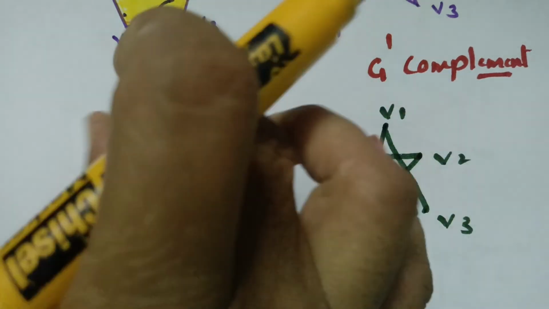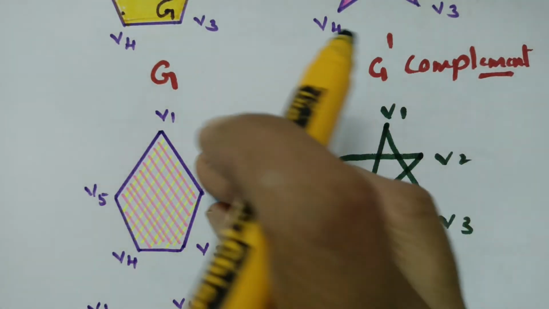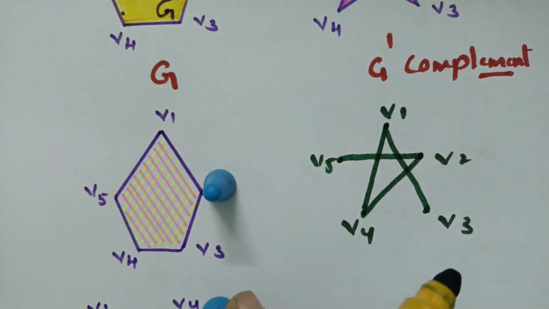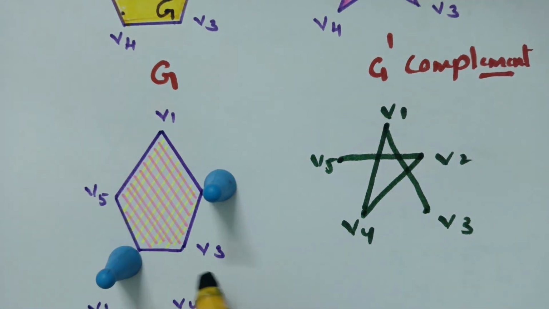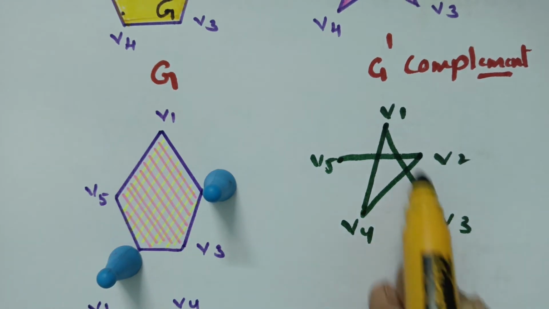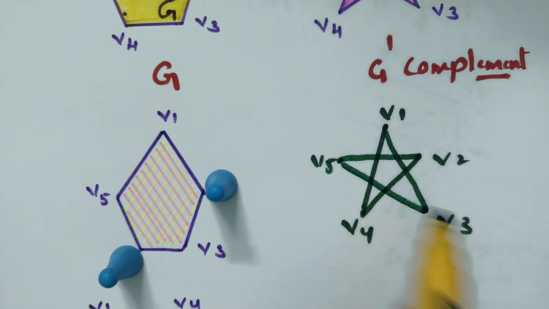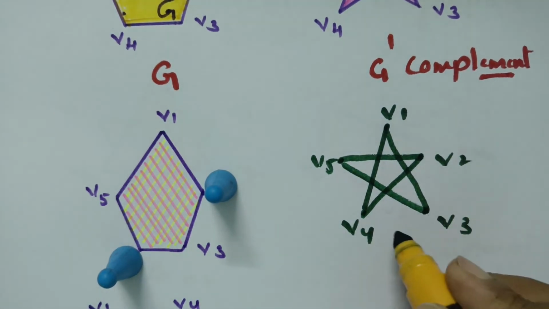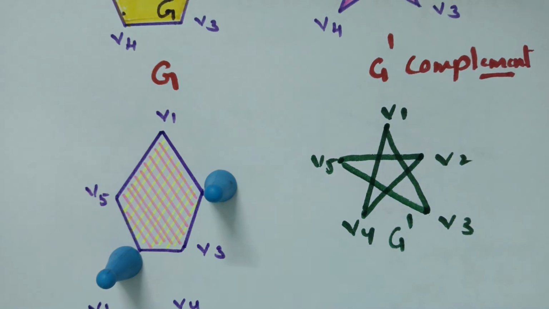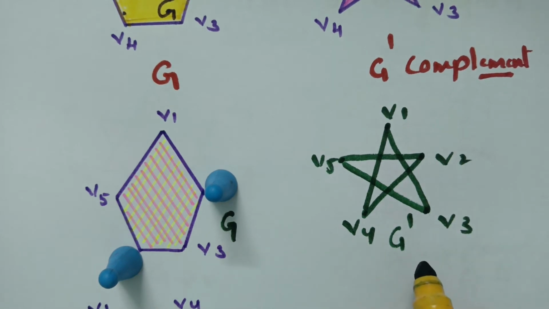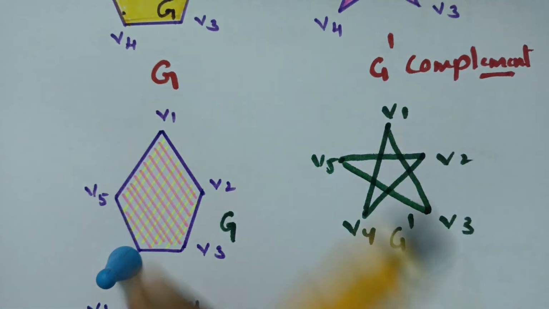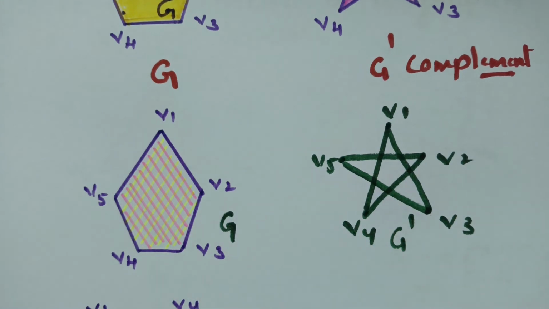And next V3 is making an edge with V2, and next one it is maintaining an edge with V4. See here, it is maintaining an edge with this V2 and V4. Now I have to maintain an edge with V1, so it is already there. And next one is V5. And this is how the self complement graph is formed. And we say that there are the 7 conditions to say that graph G is isomorphic to G dash.